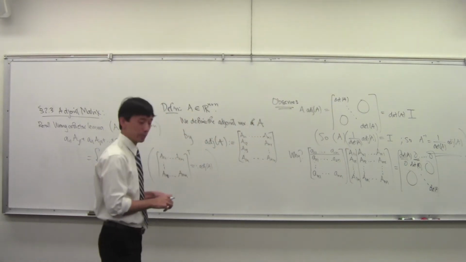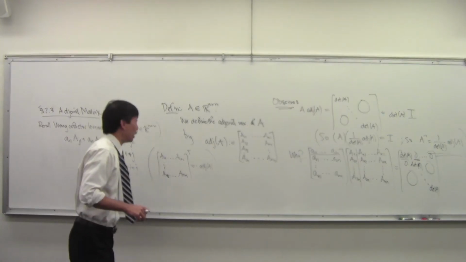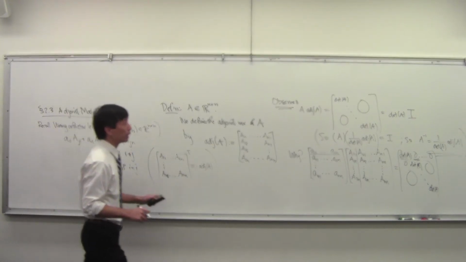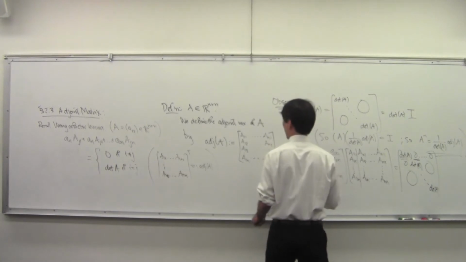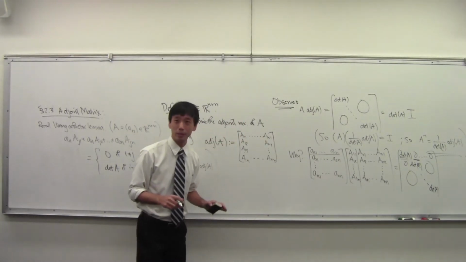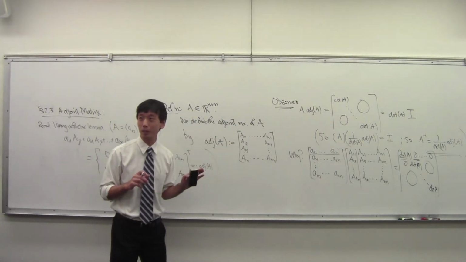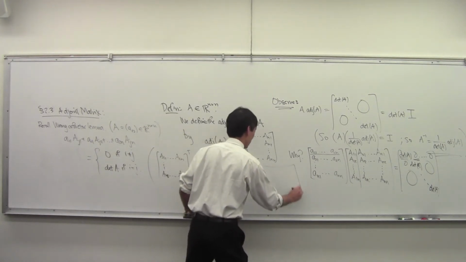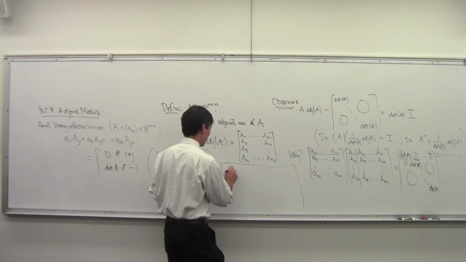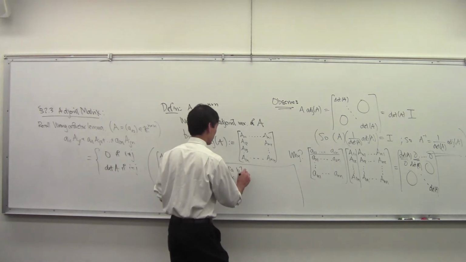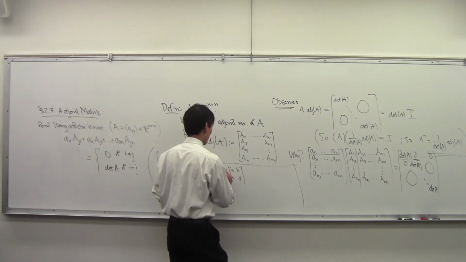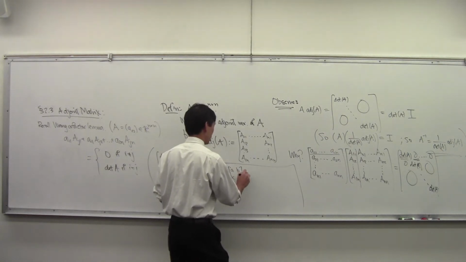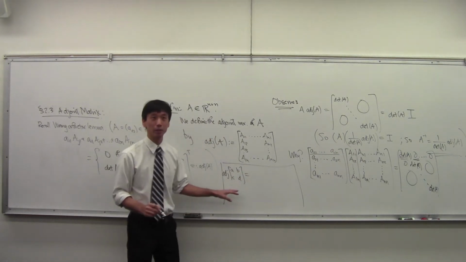So this is the adjoint matrix. Everybody get some idea of it? What's the adjoint of the matrix ABCD? What's the adjoint matrix of ABCD?